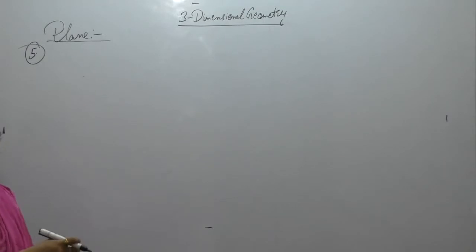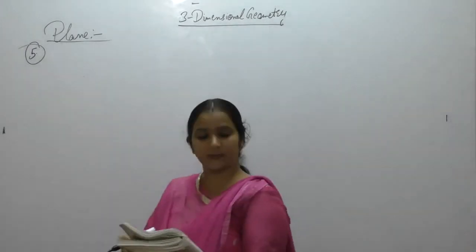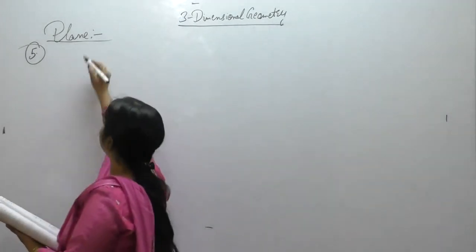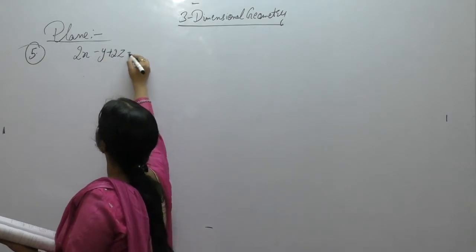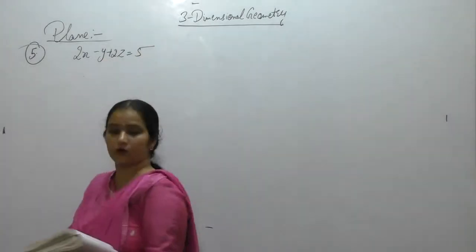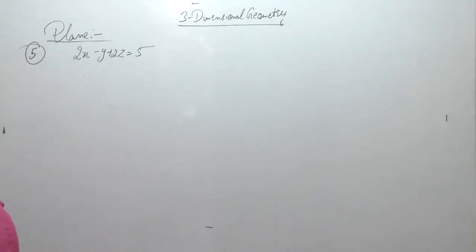Next question is question number 5. Find a normal vector to the plane 2x minus y plus 2z equals 5. Also find a unit vector normal to the plane.